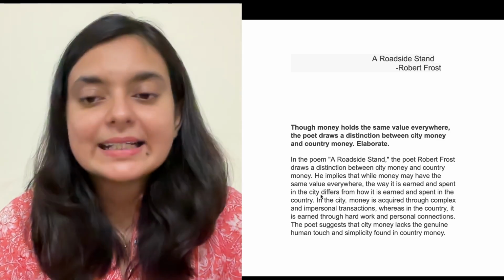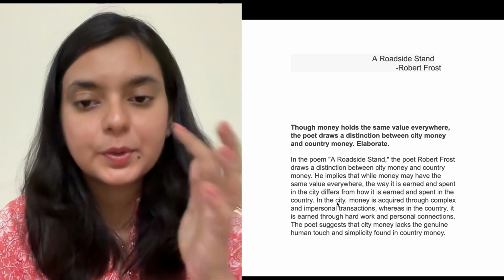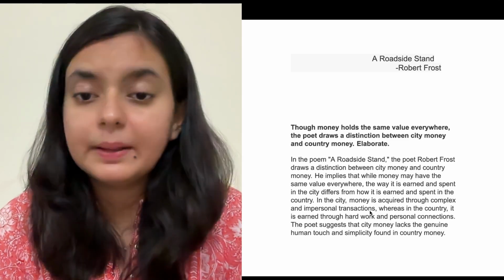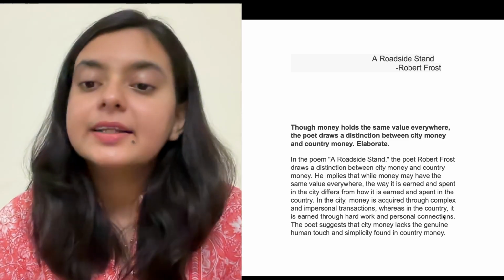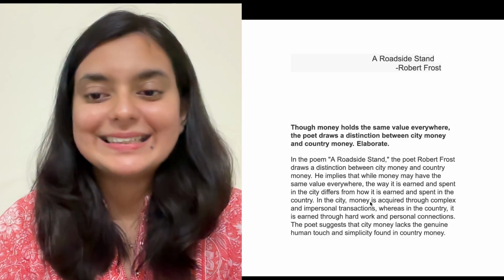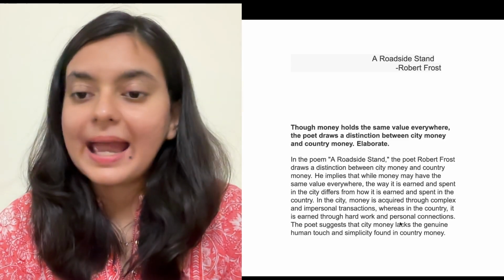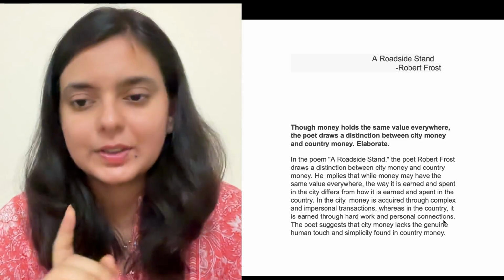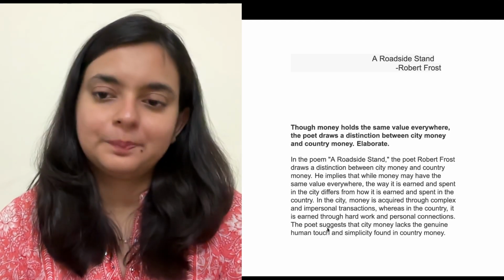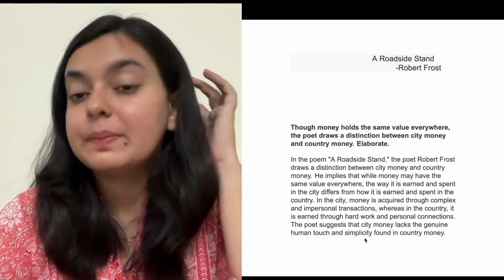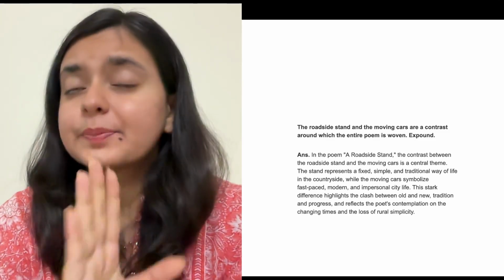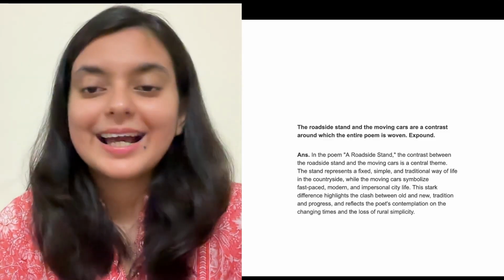So in city it differs from how it is earned and spent in country. In city, money is acquired through complex and impersonal transactions, whereas in country it is earned through hard work, which is very simple. Okay, but in city it is much more complex, and personal connections in countryside, right? The poet suggests that city money lacks the genuine human touch and simplicity which is found in country money. Now the question which is more important is the contrast between the city and the country. Okay, that is very, very important.